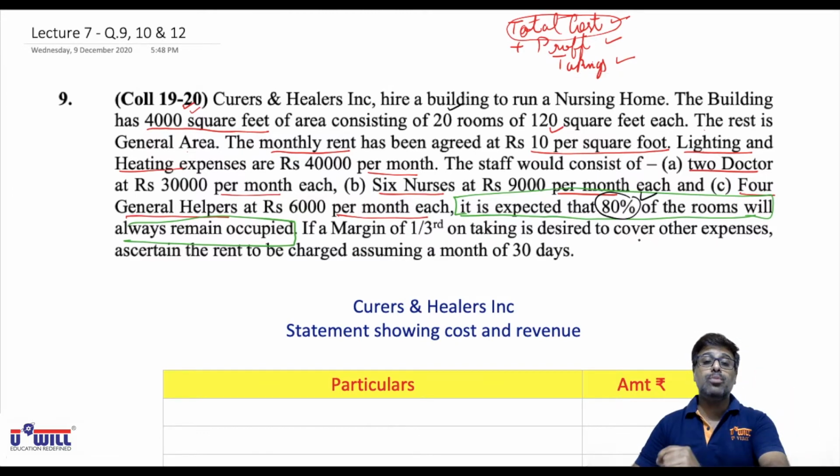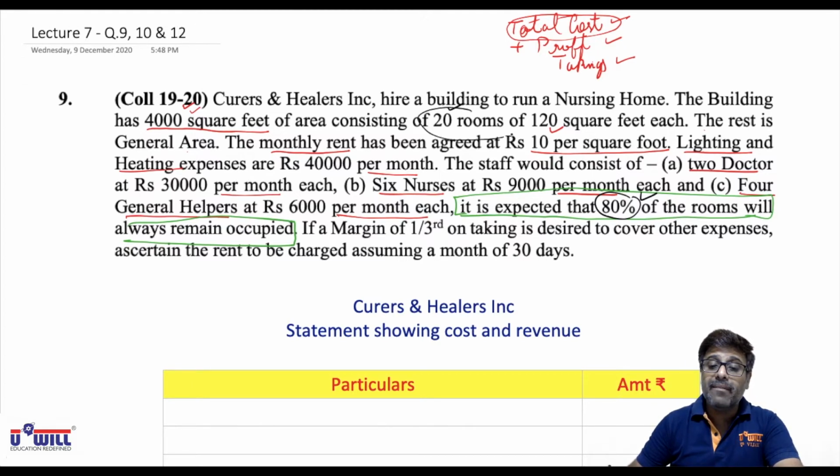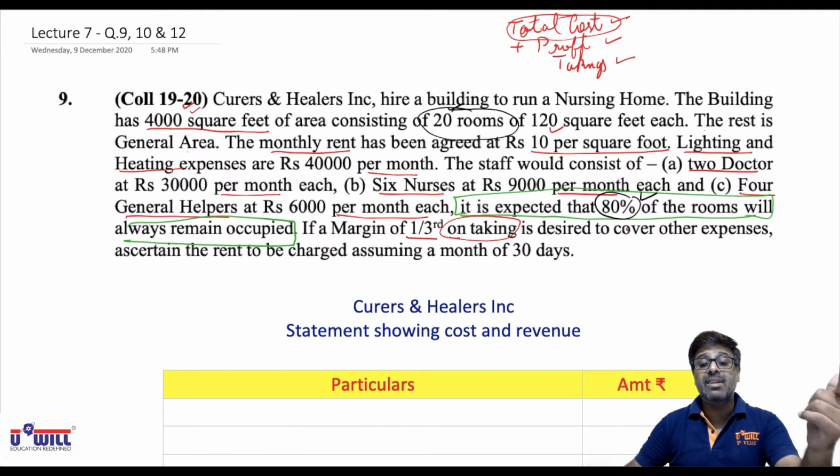Effective number of rooms sold will always be considered for finding the room rent per day. Same way here, 80% of rooms are occupied. So though 20 rooms are there, we will be able to recover our cost, profit and takings only from 16 rooms. There is a margin of 1/3 on takings, like on sales, as we have practiced a lot in hotels.